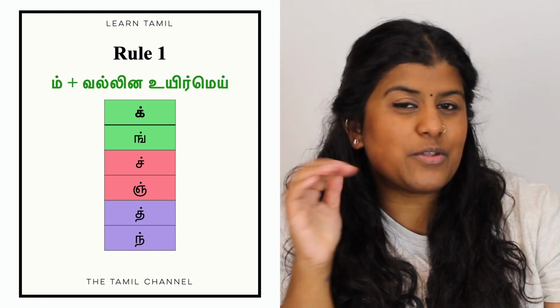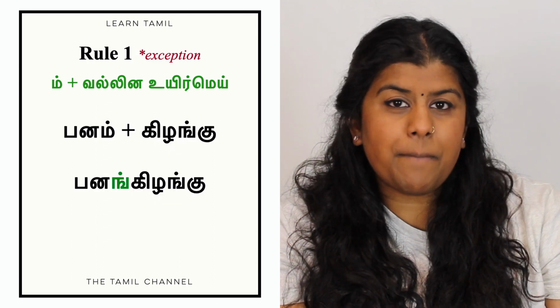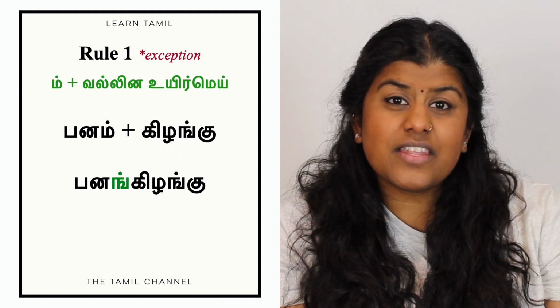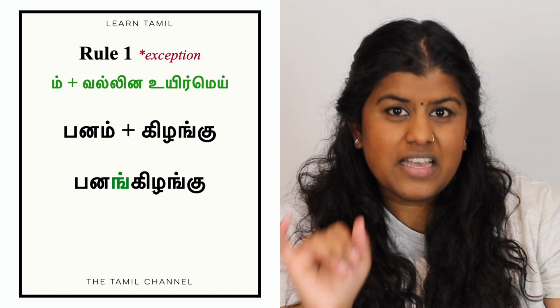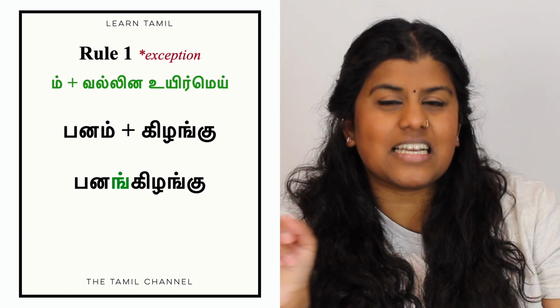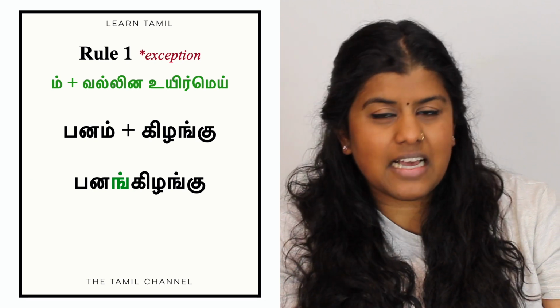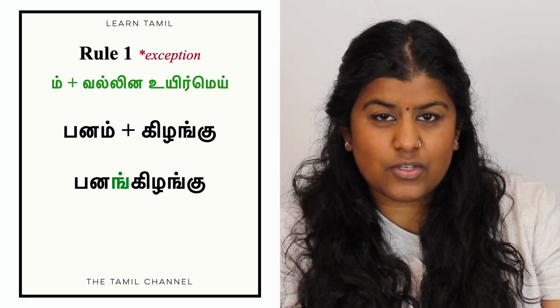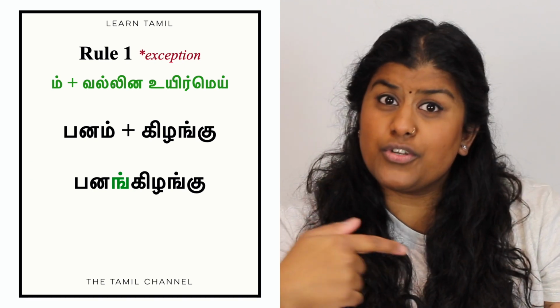So keep that in mind when doing these examples. First example, we've got panam and klange. So in this case, when we combine it together, instead of the ik, we use ng. So panang klange. Instead of panam klange, we just say panang klange. So it doesn't become panak klange according to the first rule.